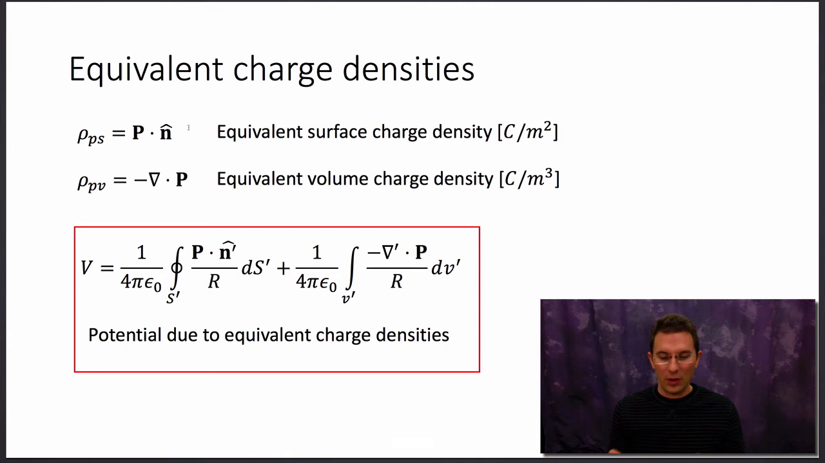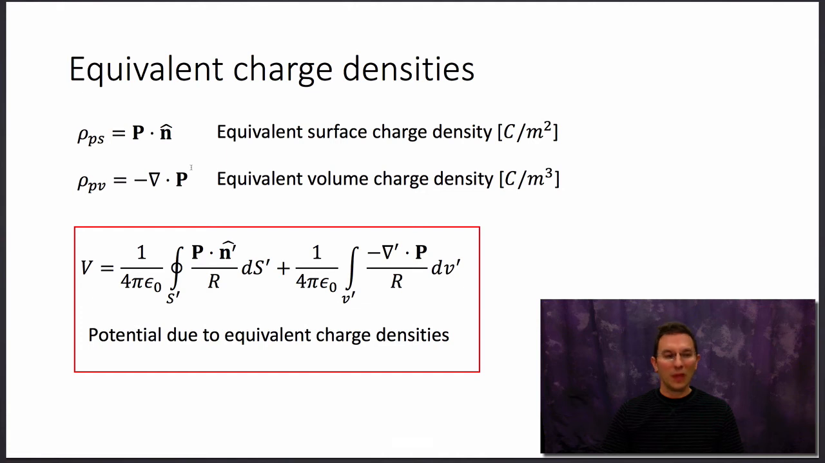So consider a dielectric of certain volume that has a surface, and we apply an electric field to it, then what we're going to get on the surface is some equivalent surface charge density. Okay, that is equal to this polarization vector dotted with a surface normal to that surface. Okay, and then inside the volume, we're going to have an equivalent volume charge density, which is equal to minus the divergence of the polarization vector.